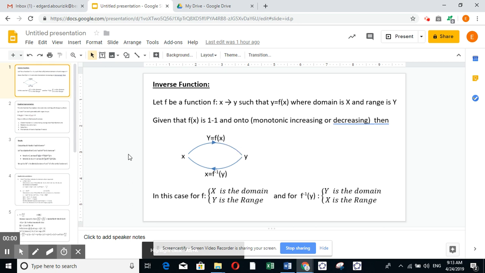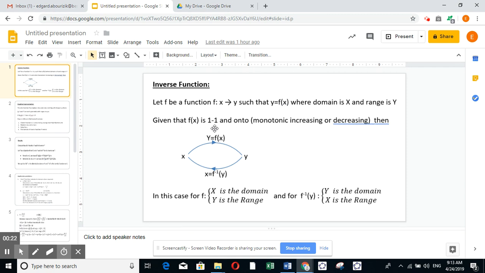Hi students, our study today is about the inverse function. What is an inverse function? Suppose we have a function f from X to Y, where X is called the domain and big Y is the range, such that y equals f of x.